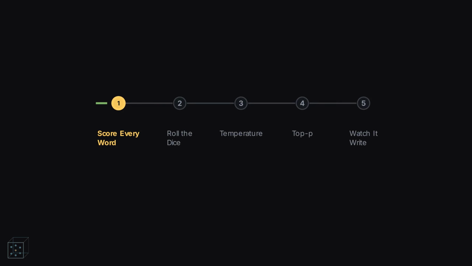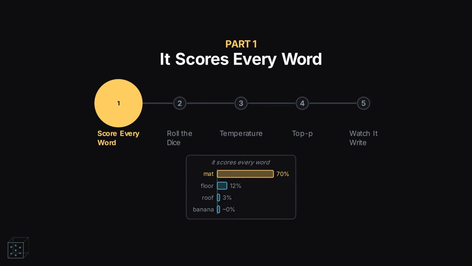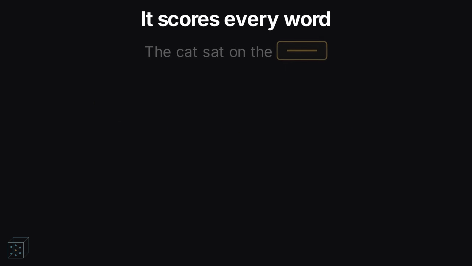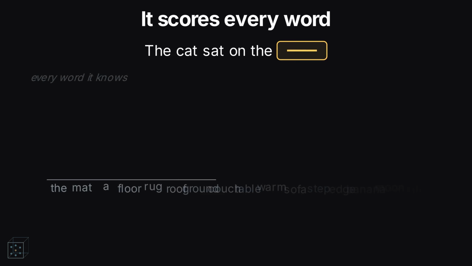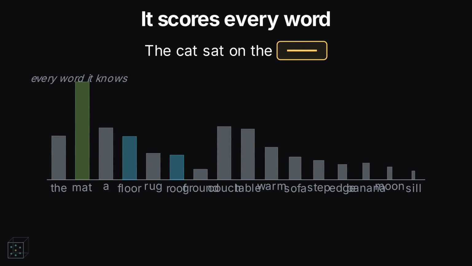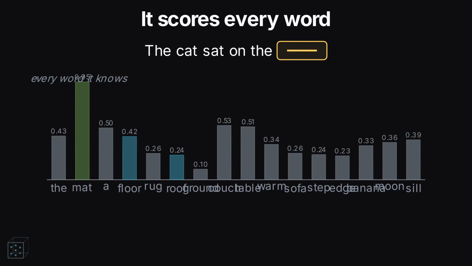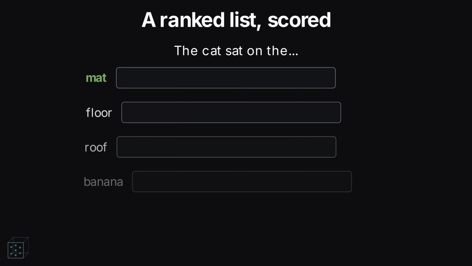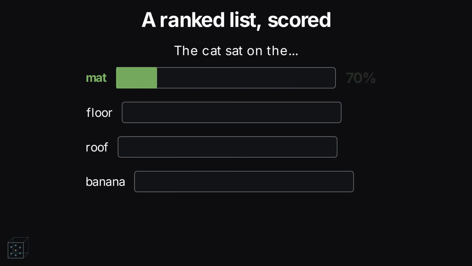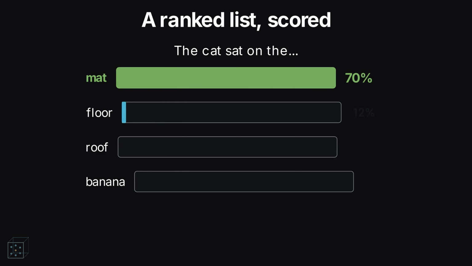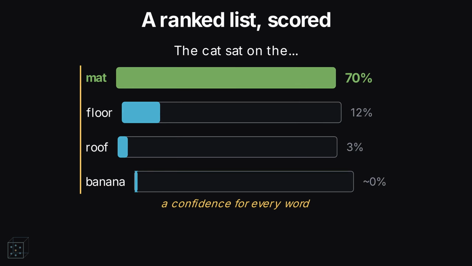Part 1. It doesn't pick a word, it scores every word. Here's the thing that surprises people. When a chatbot is about to write the next word, it doesn't reach into a hat and grab one. It looks at every single word it knows and gives each one a score. So after the prompt, "the cat sat on the," the model might say, mat 70%, floor 12%, roof 3%, banana basically 0. It hands you that whole ranked list, not one answer, but a confidence for every possible answer.